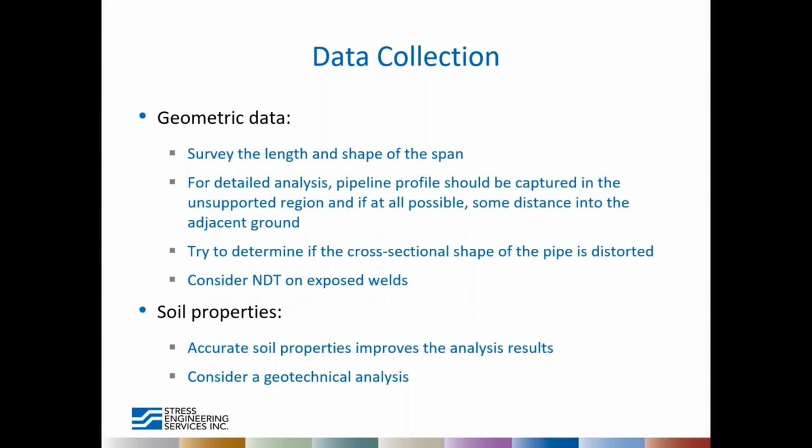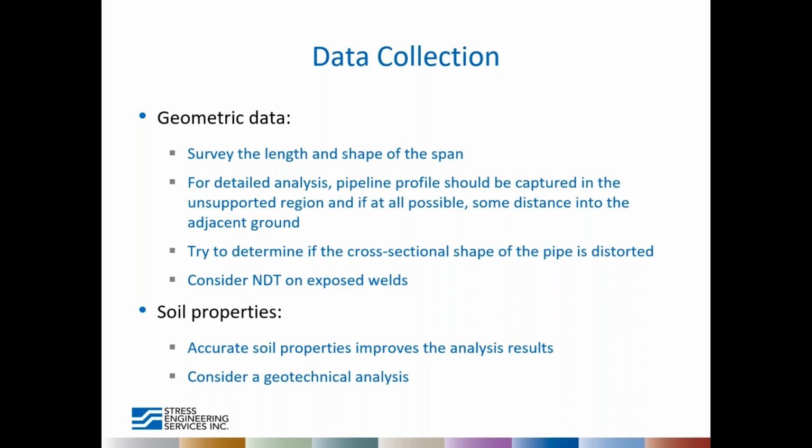As far as geometric data goes, we need to know what the length and shape of the span are. And for a detailed analysis, you're going to want to capture the profile not only of the span itself, but into the soil on either side of it, so that you can take into account the shape of the pipe where it's being supported. And you want to try to determine the cross-sectional shape of the pipe. If it's distorted at all, that could indicate that you've already got some problems, and you're going to need to take account of it in the analysis.